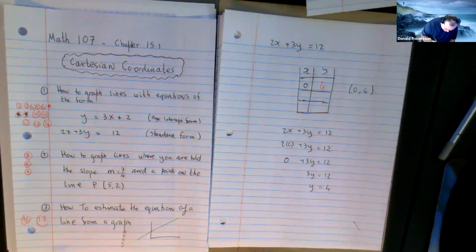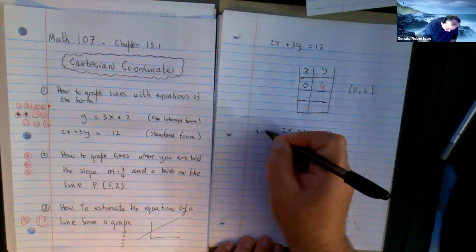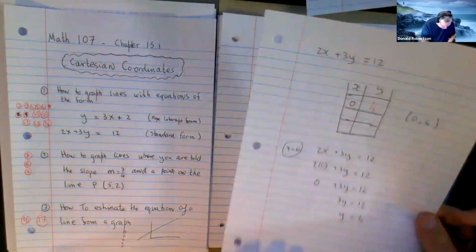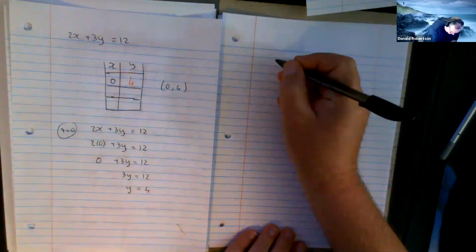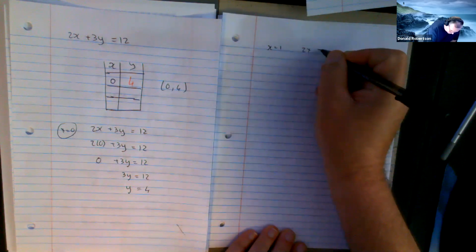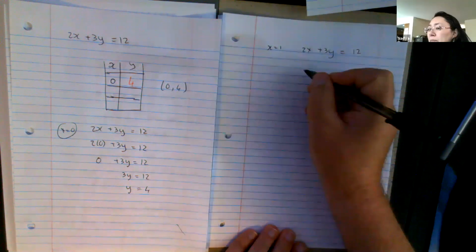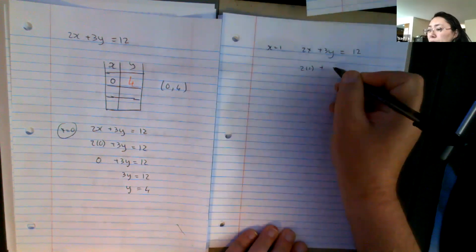Now, let's pretend, because that's me picking x equals 0, let's pretend that my next number was going to be 1. Right? I'm going to pick x equals 1. Well, 2x plus 3y equals 12. 2 lots of 1.